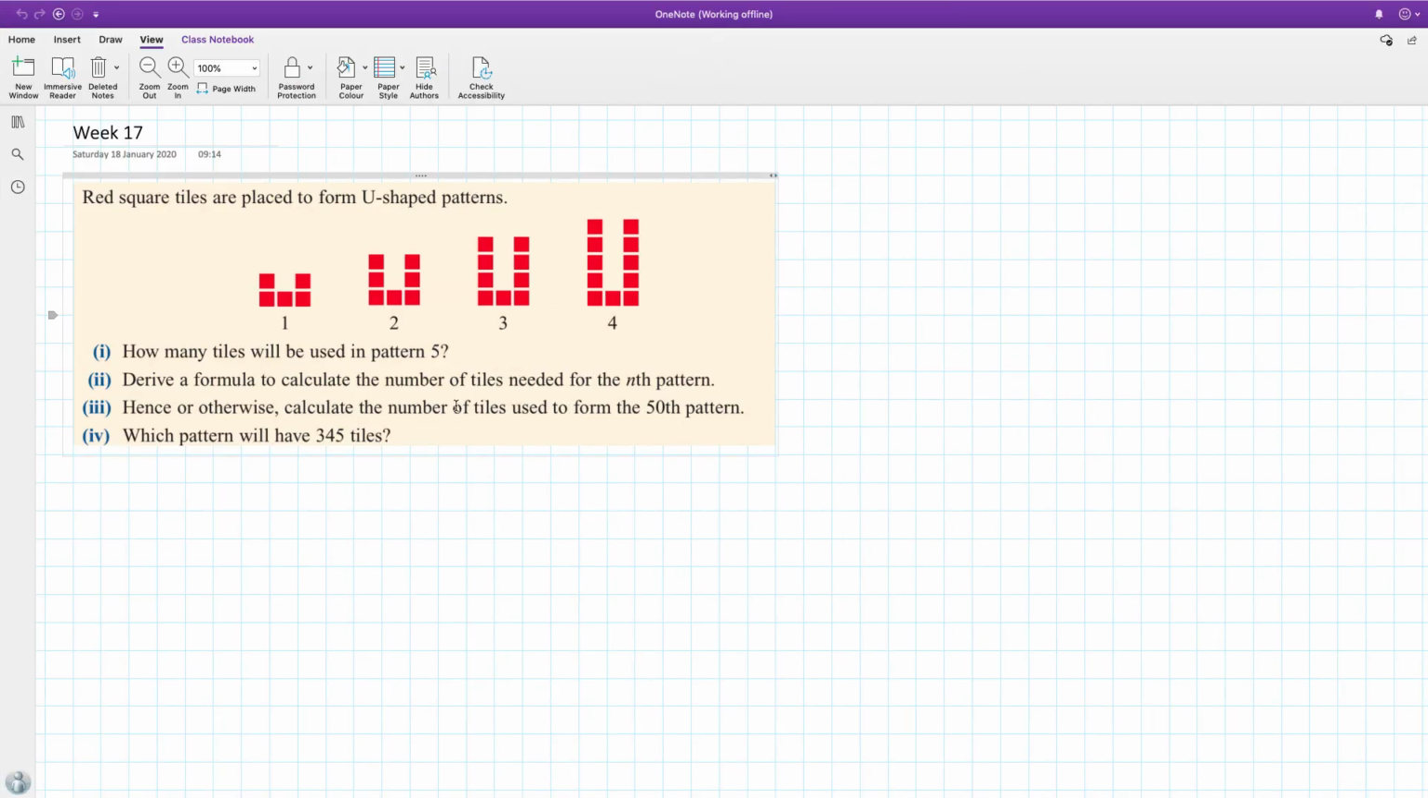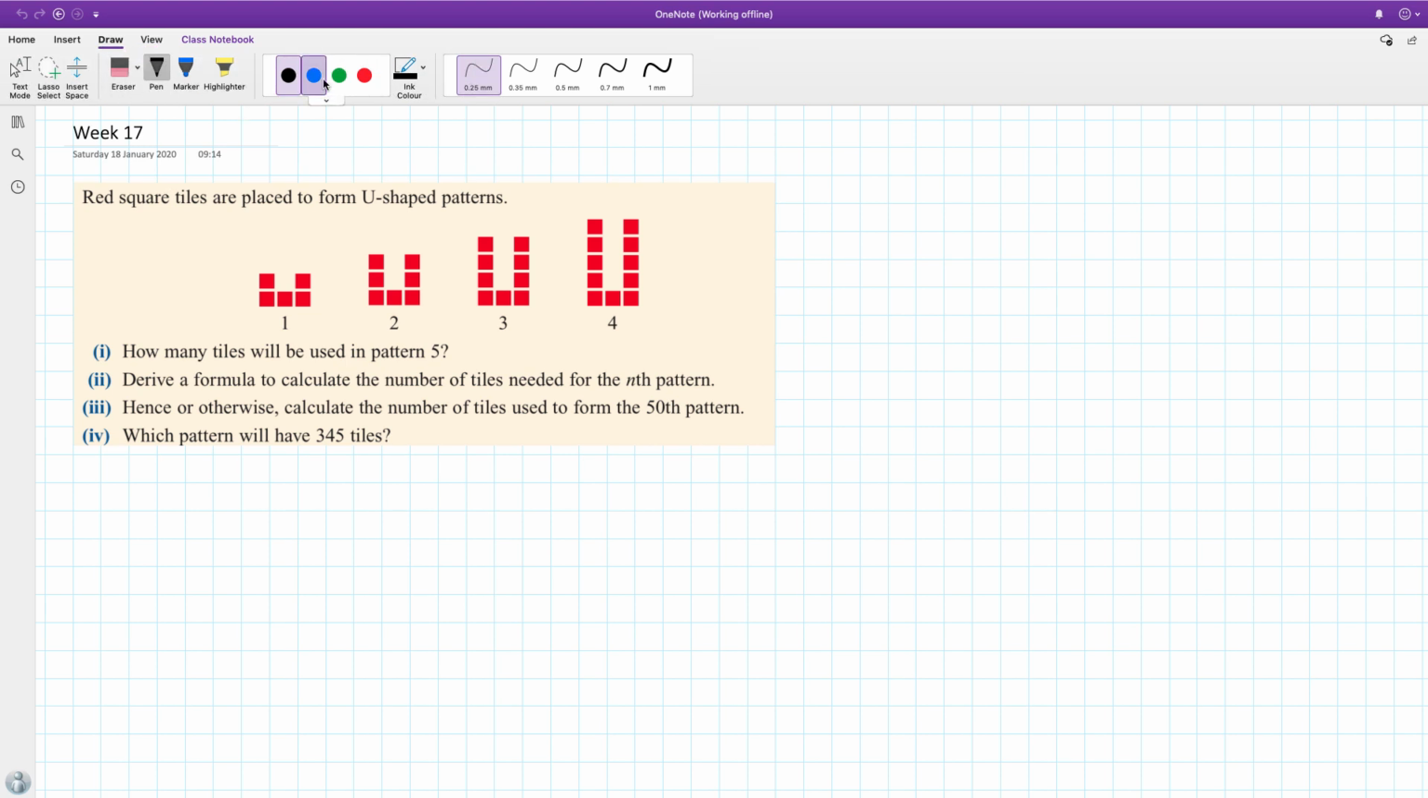Right, first things first. We'll start with a bit of a check to make sure we're on the right line and we know what a sequence is. Answer those four questions.